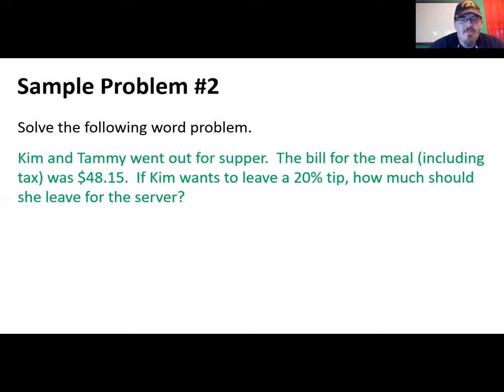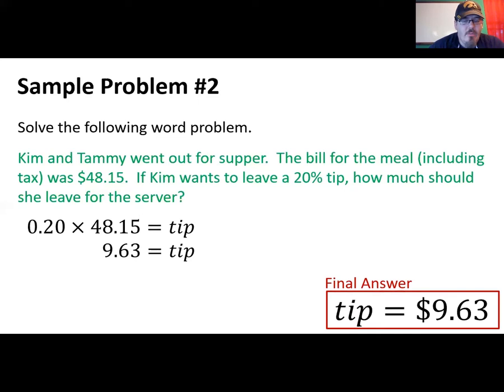Like sales tax, we're going to calculate the tip in much the same way. We're going to take the 20% written as a decimal times the total amount, and that will tell us how much of a tip we should leave. So again, 20% written as a decimal is 0.20. Take that times the $48.15, and we come up with a solution where the tip should be $9.63. And there you go. That's all we need to do. Multiply the decimal version of the original rate, the percentage, times the total, and you're good to go.